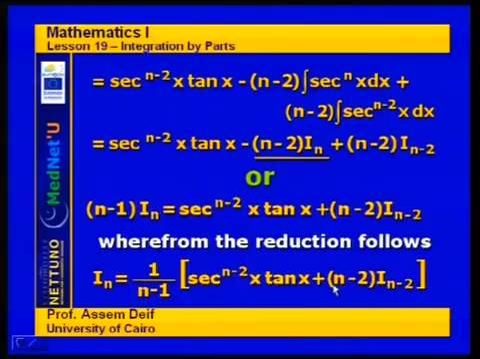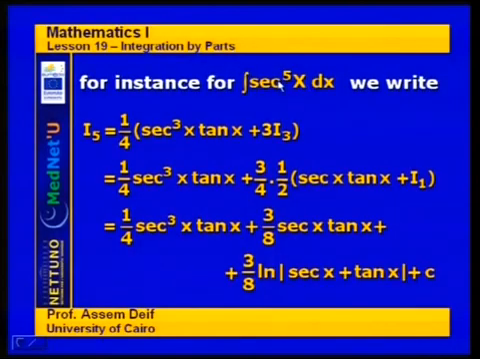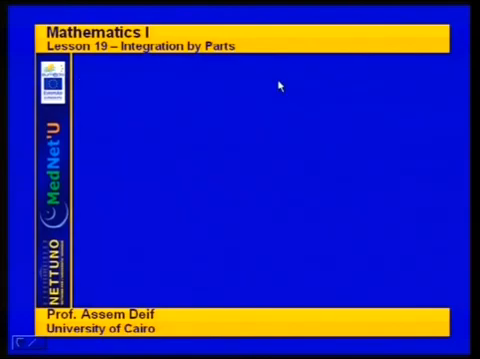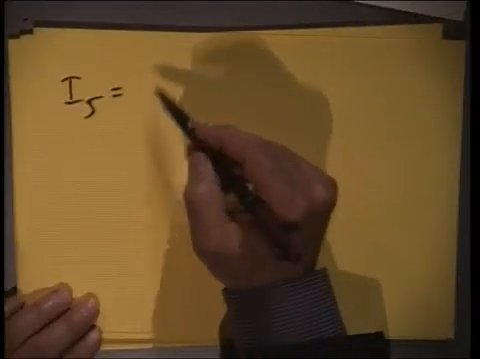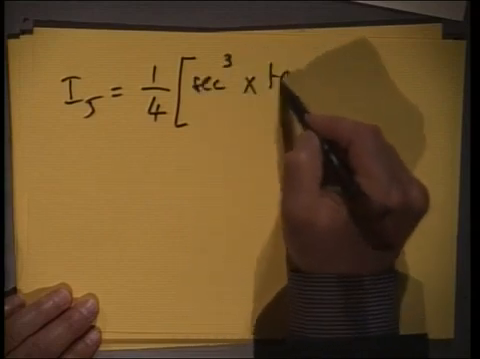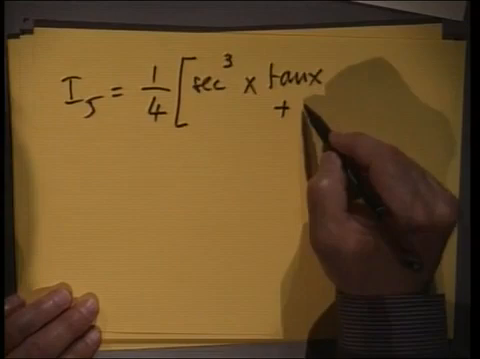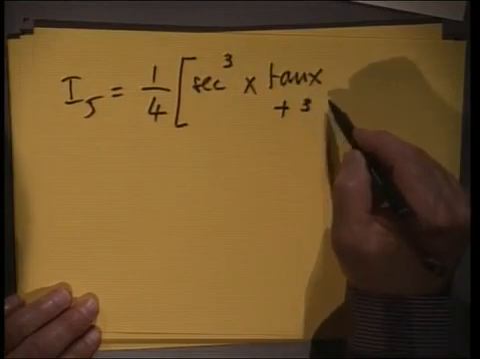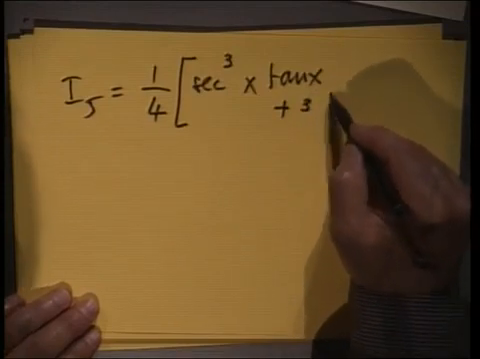So suppose, for example, you wish to calculate the integral of sec to the power 5. All you have to do is substitute n equal to 5 in your expression. If n is equal to 5, you get what? Let's go to the slide before. You have I5, the integral of sec to the power 5, is equal to 1 over 4 times sec to the power 3 x tan x plus 3 times the integral of what this time? Sec cubed, which is I3.